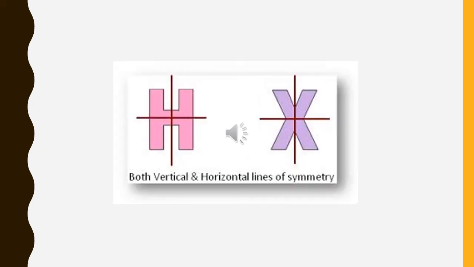Just now we discussed the horizontal line of symmetry and vertical lines of symmetry. Now let us find any two capital letters of the English alphabet which have both the vertical line of symmetry and horizontal line of symmetry. So we have here letter H and letter X. In the letter H, we have vertical line of symmetry and horizontal line of symmetry. Same is the case with the letter X. In both these letters, we have both the lines of symmetry.